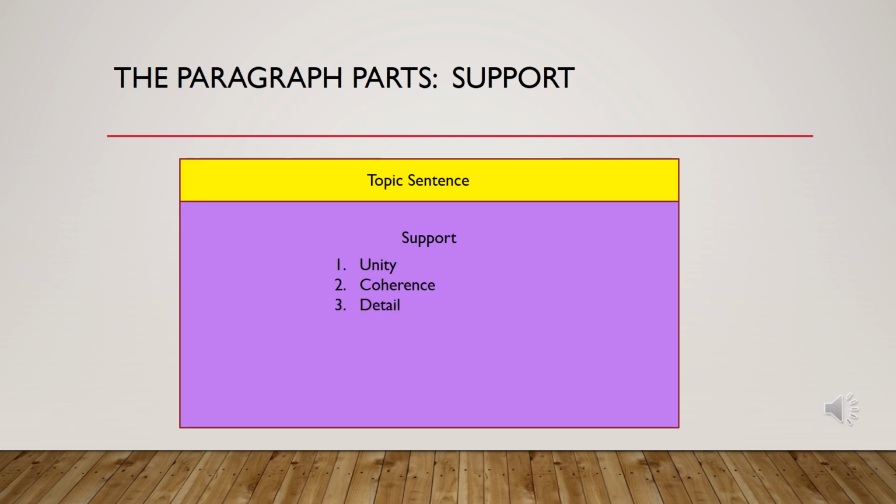And finally, detail. I use the term detail as a catch-all for the quality of the information that's contained in the body paragraph. It's not enough that the information relates to the topic sentence and that the pieces fit together. What's especially important is that the information is specific, that it is detailed.